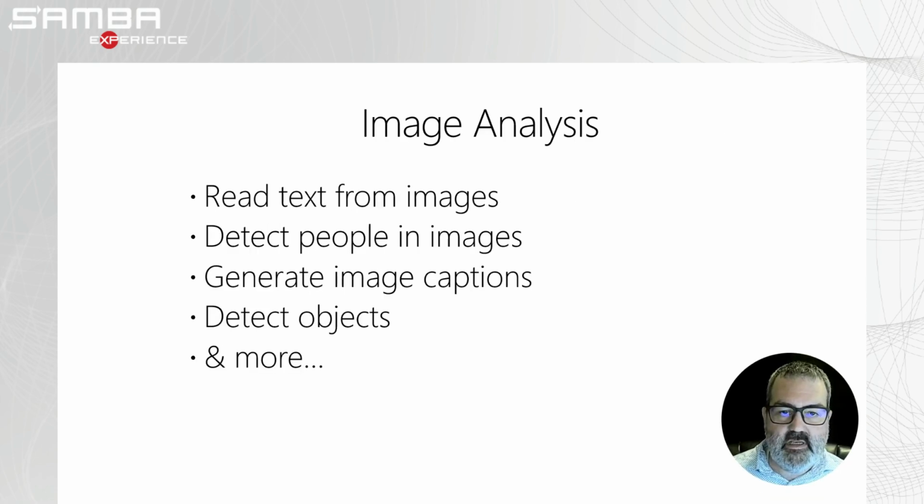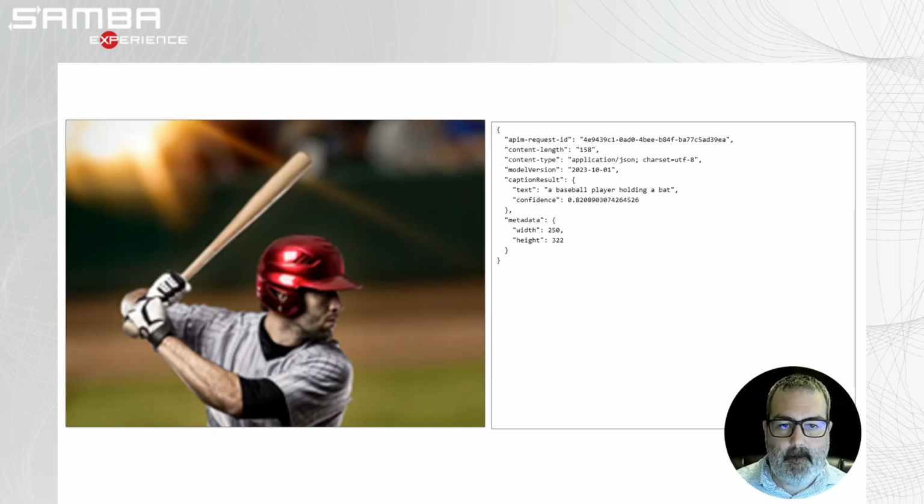Azure AI Image Analysis 4.0 is now in general availability and has multiple capabilities, including the ability to read text from images, detect people in images, detect objects, tag visual features, and many more. But today we're going to focus on generating image captions. Azure AI Vision can analyze an image and generate a human-readable phrase that describes its contents.